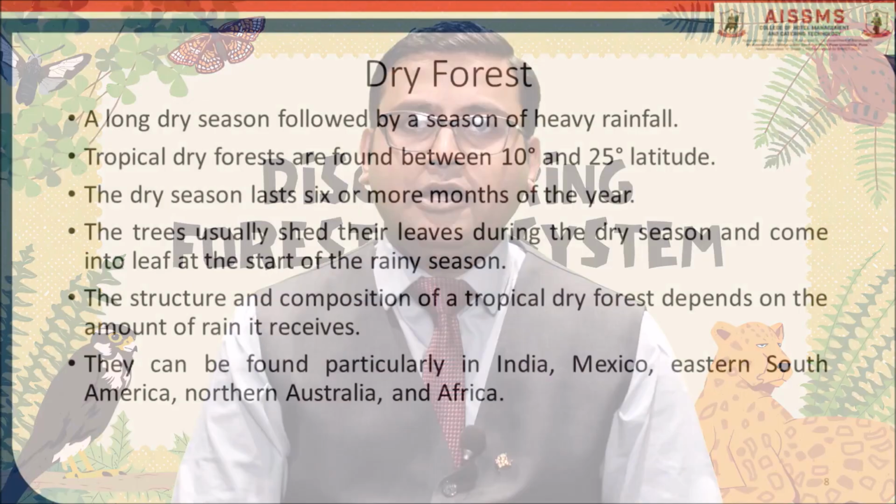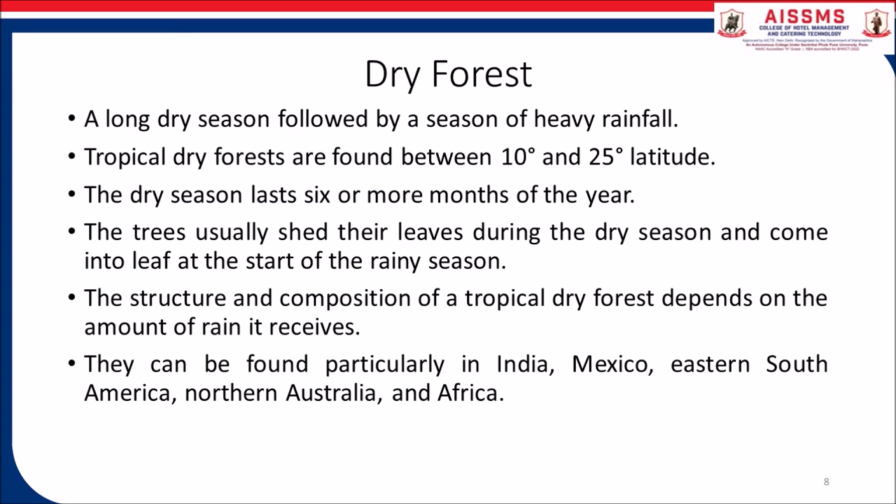Third one, dry forest. Tropical dry forests have a very long dry season followed by very heavy rainfall as well. Tropical dry forests are found between 10 degrees to 25 degrees latitude and often found in the north and south of the world's tropical rainforest. The dry season lasts for 6 or more months of the year.